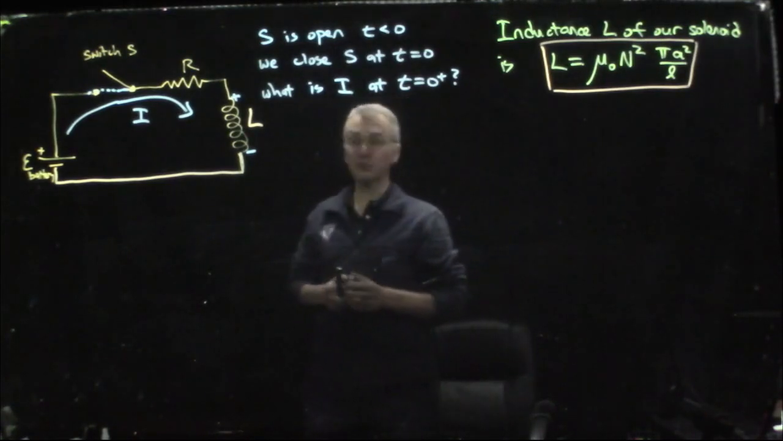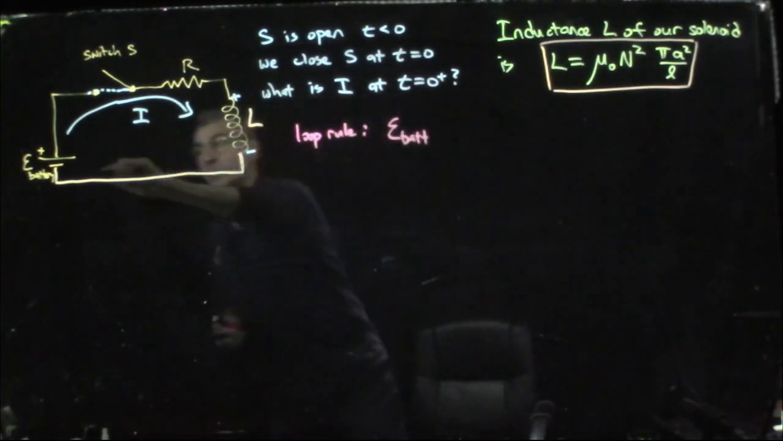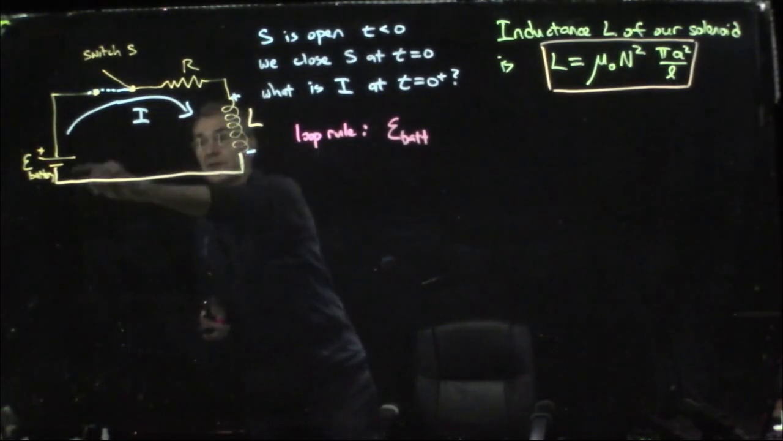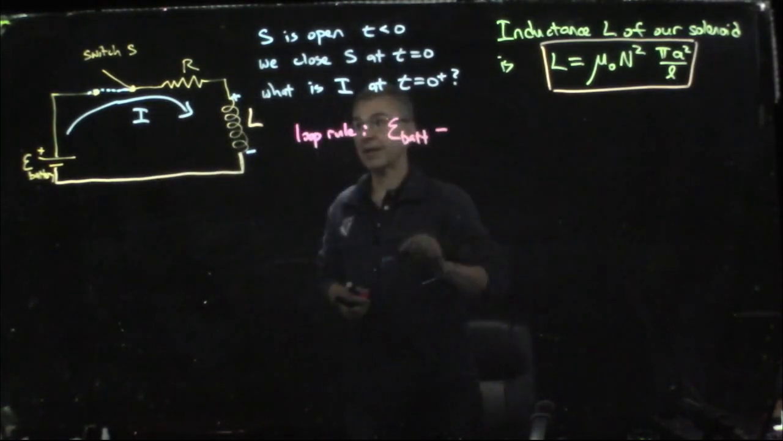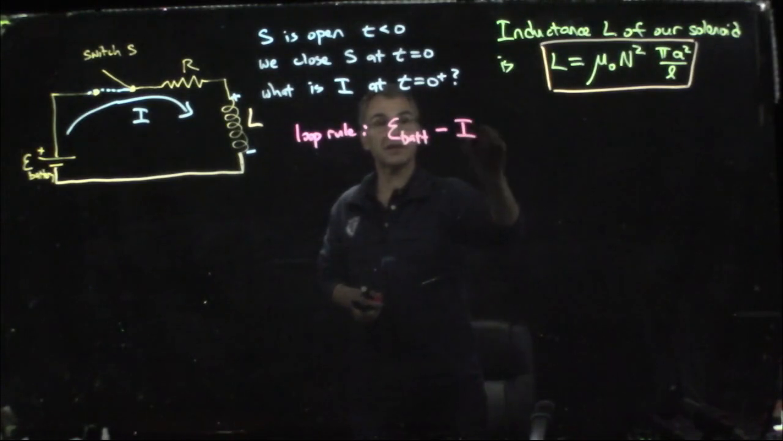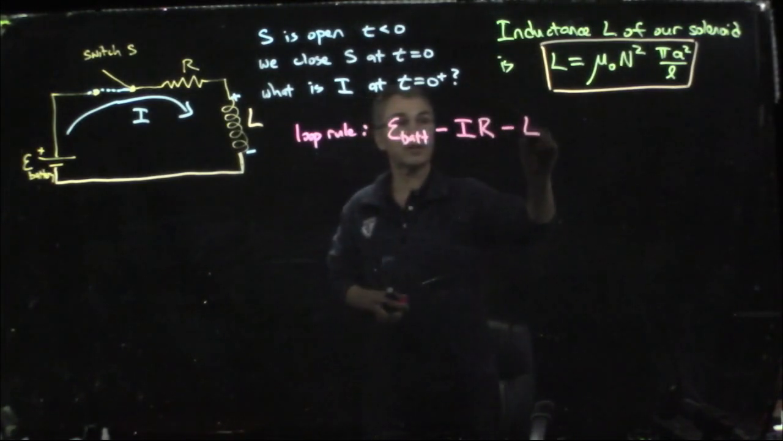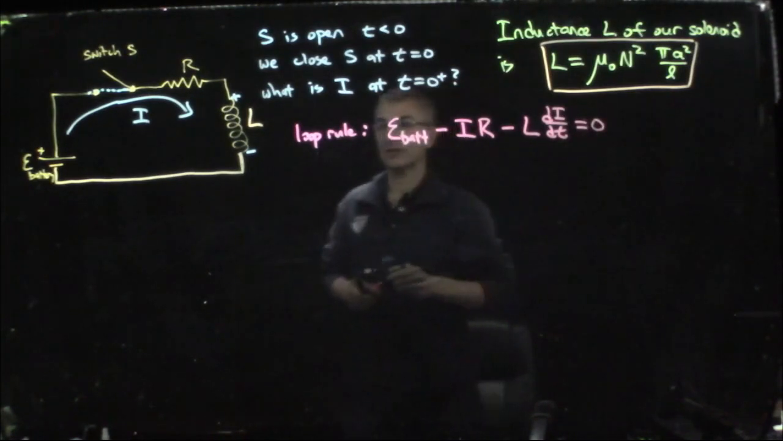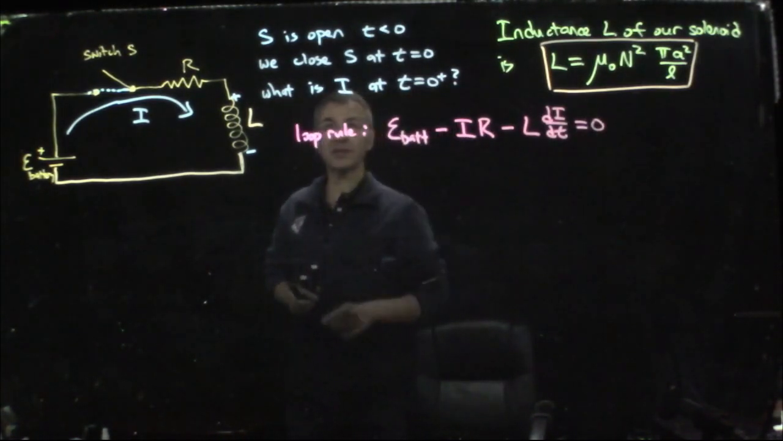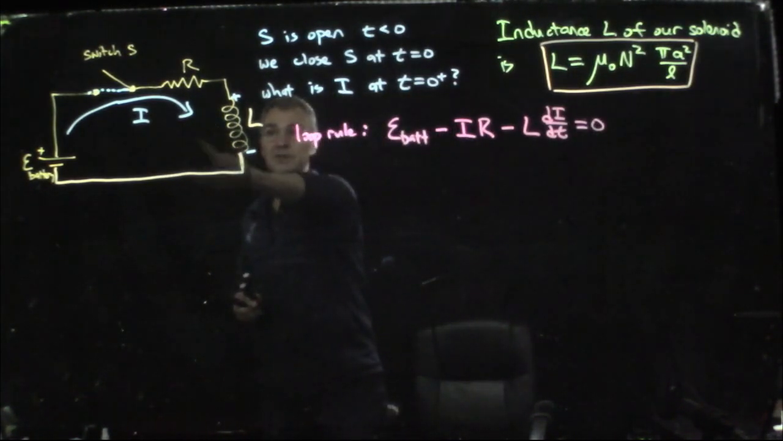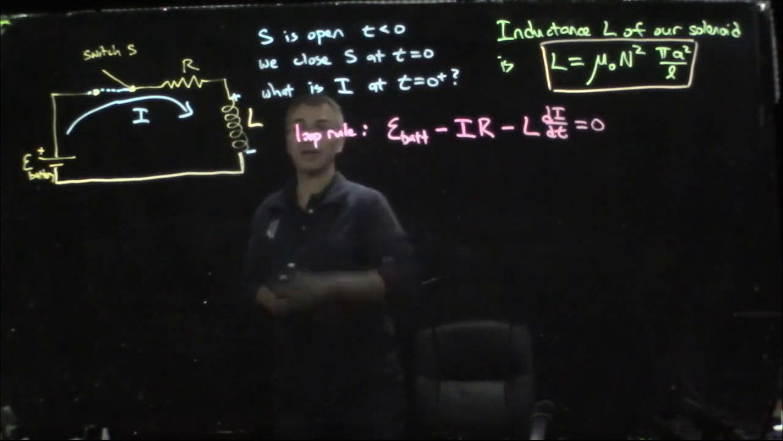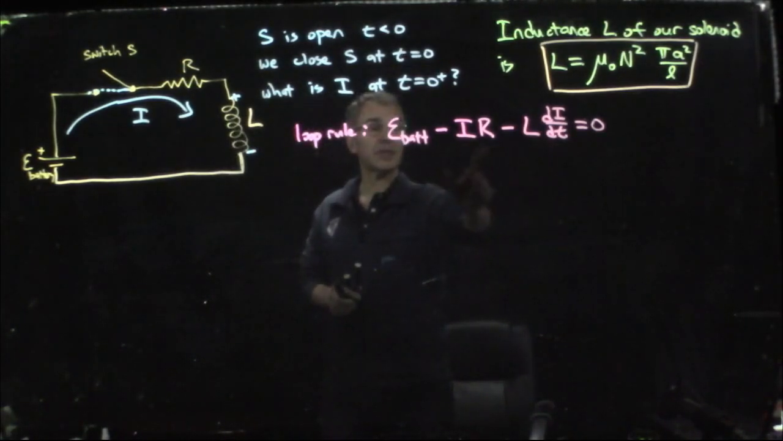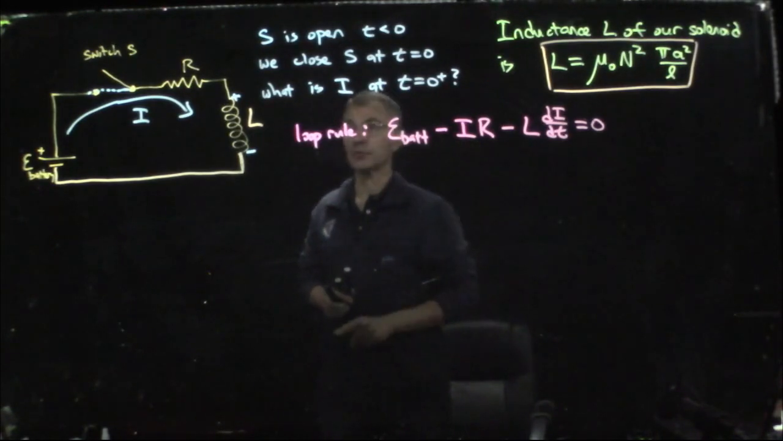So we can write the loop rule, the battery EMF. We're going to go from the battery. Our loop is going to start here at the plus terminal of the battery and go around clockwise back to the minus terminal of the battery. So we have the battery EMF minus IR minus L di by dt equals 0. That's the correct sign convention if the current that you draw is in the same direction as your loop direction. So this L di by dt term follows the same sign convention as the IR term for the resistor.